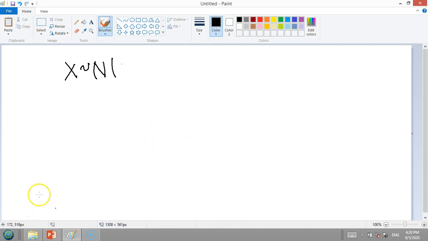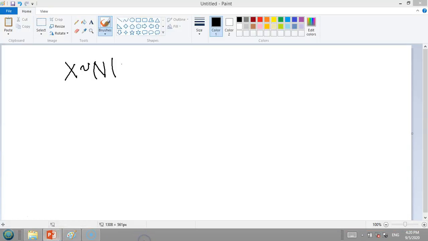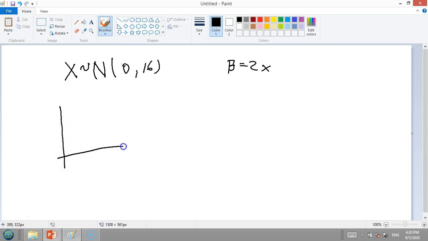Let me just, sorry, my 0, 16. That's right. And B is 2 times X. And so when X is this normal here, what are you going to do? What is it going to look like?